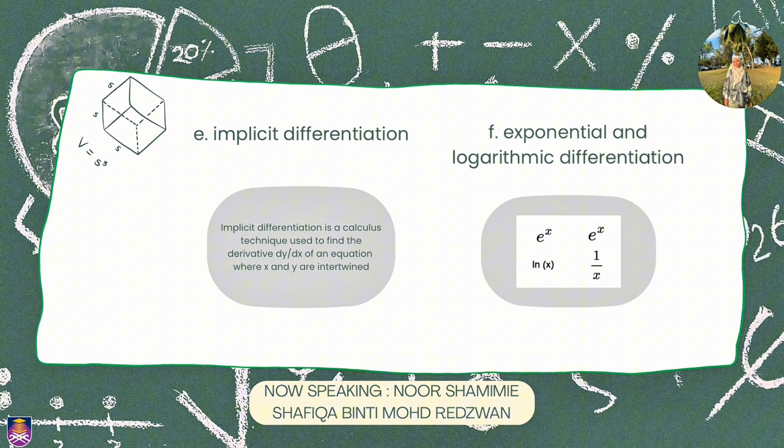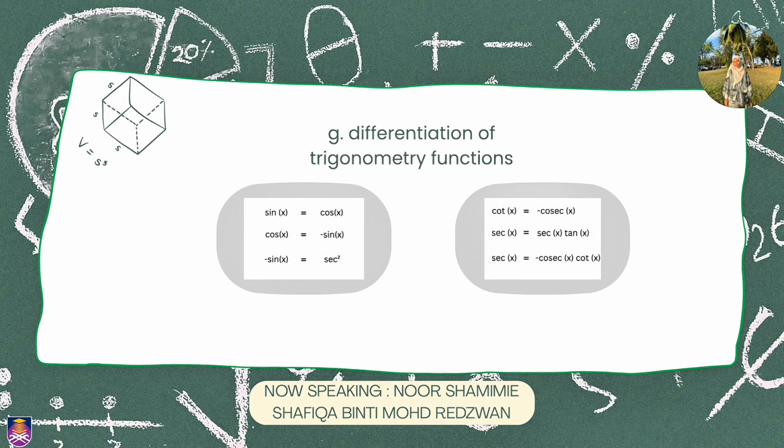Okay, E, implicit differentiation. Implicit differentiation is a calculus technique used to find the derivative dy over dx of an equation where x and y are intertwined. F, exponential and logarithmic differentiation. Okay, G, differentiation of trigonometry functions.